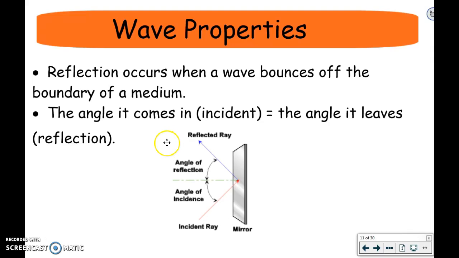And that occurs when you go from one medium to another, and that particular medium has some sort of shininess to it that does not absorb the energy.